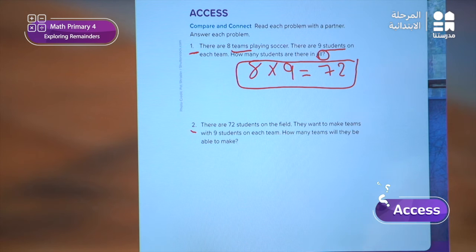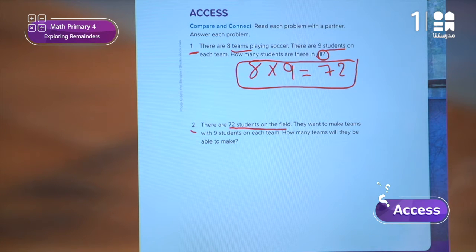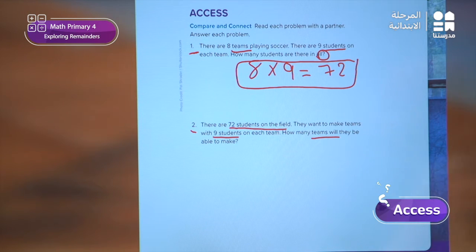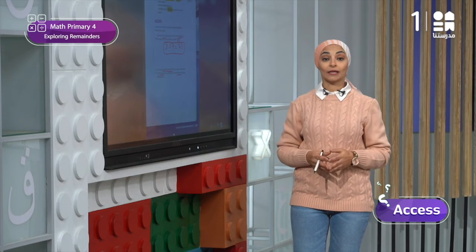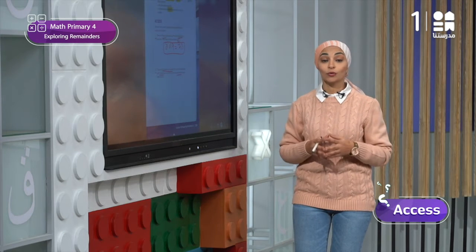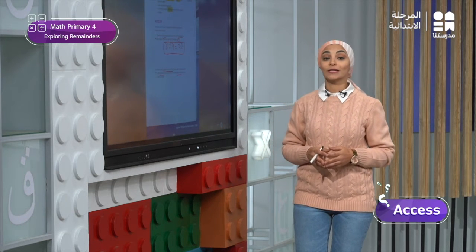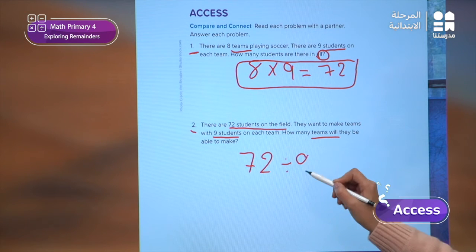Problem number 2 says that there are 72 students on the field. They want to make teams with 9 students on each team. The question asks: how many teams will they be able to make? To find the number of teams, what will I do? Yes, I will divide the whole number, 72 divided by 9, as in the division problem we learned in problem 3.